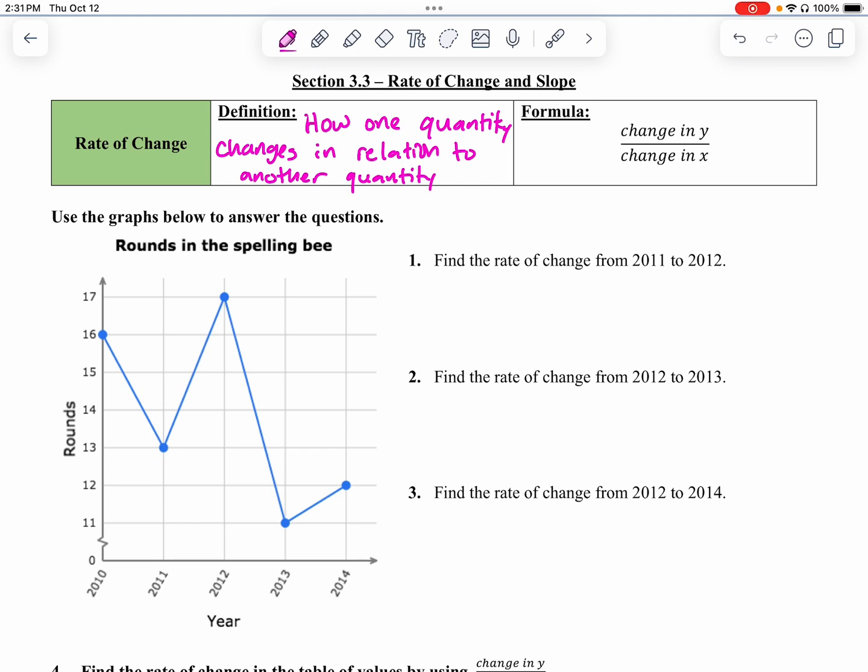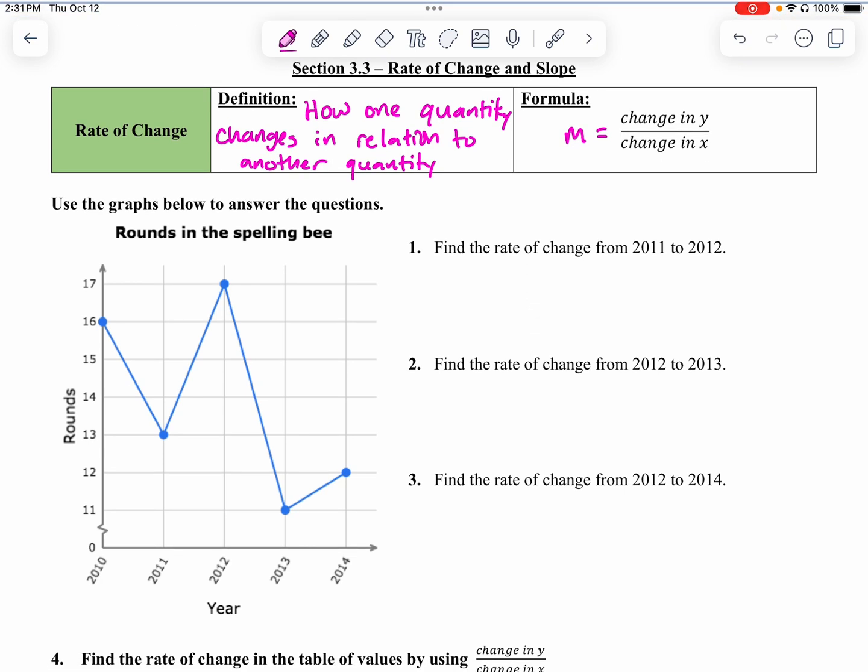All right, so how we've looked at this is when we talked about m equaling the change in y over the change in x. So our rate of change was we were looking at patterns and how y changed and how x changed. So first today we're going to look at that on a graph.